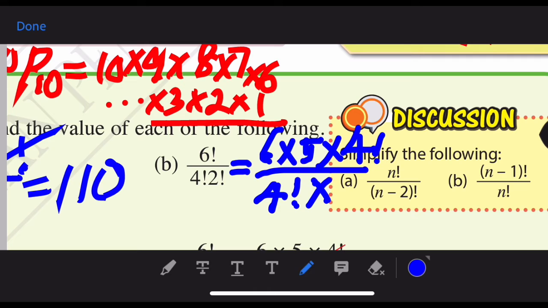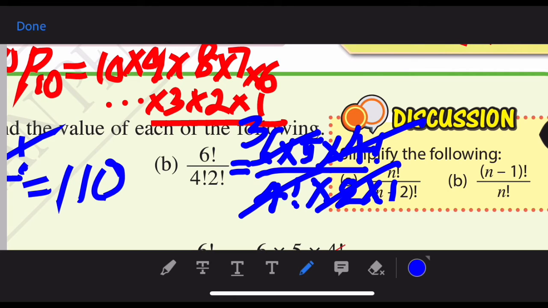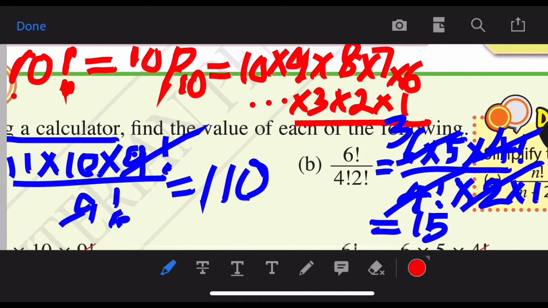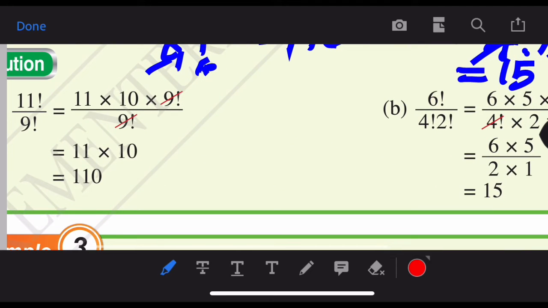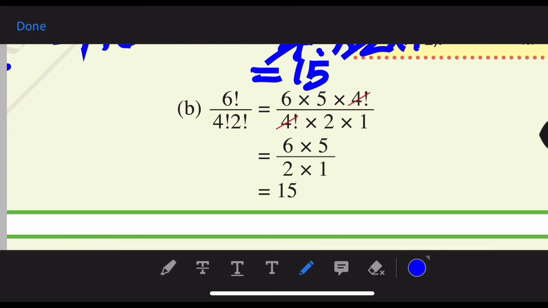Okay, times 2 factorial, we can write as 2 times 1, right? So we can cancel out the 4 factorial and the 2 will cancel out with 3. So the answer is just 15. Got it? Okay. So that is the answer for these two, 110. See or not? You can cancel the 9 and then this one you can cancel out the 4, right? And then 30 divided by 2, you get 15.